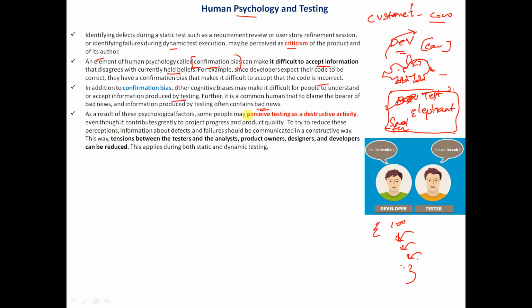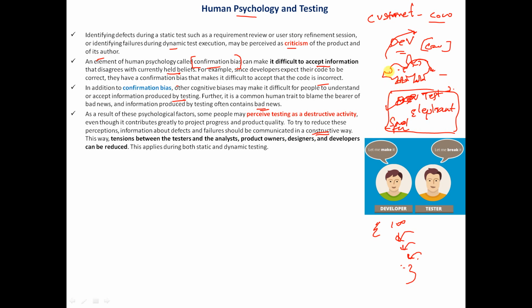All right. So testing is perceived as a destructive activity, even though it contributes greatly to the project's progress and product quality. To try to reduce this perception, the information about defects and failures should be communicated in a constructive way. You can't change the mindset of the developer, but you can communicate the defect in a constructive way. You have to convey, like, yes, it is fine, it's super. You have to tell them, yeah, this cow is perfect, super. But small changes you have to do.